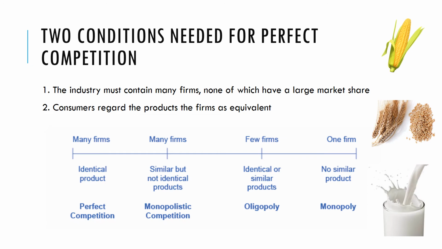The second thing is that consumers regard the products the firm produces as equivalent. They don't think that they are different. Consumers view them as being interchangeable. There are no brand names on corn or on wheat. They're the same to me, they're the same to everybody. So we have products that are not differentiated. We'd say that they are identical. So here we have perfect competition: identical product, many firms, all the way over to the left. We'll get to those others in future videos.